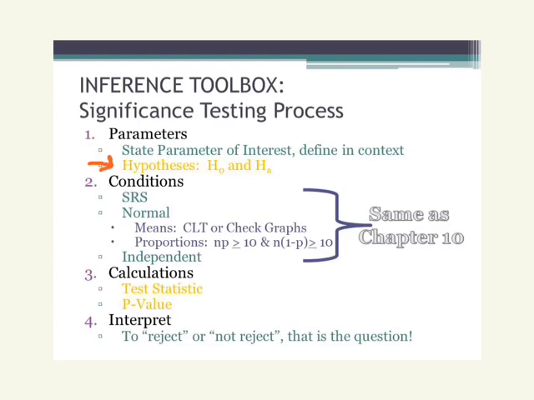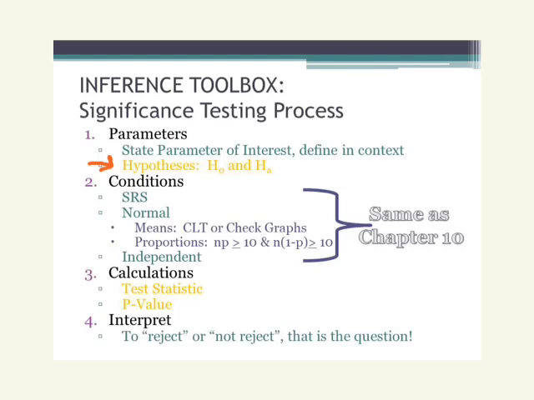Now, what I want you to notice is that we're still going to deal with the exact same conditions that we dealt with in chapter 10, and nothing's going to change there. And so hopefully this is something that we're getting pretty good at. We need to see a simple random sample. We need our distribution to be normal, and that condition for normality is going to depend on whether we're dealing with a mean or a proportion. And then again, we need to be able to show independence.